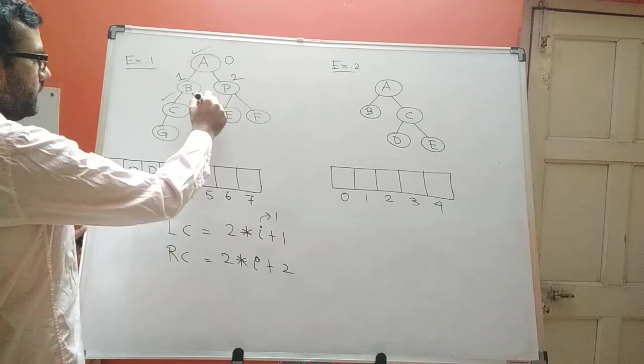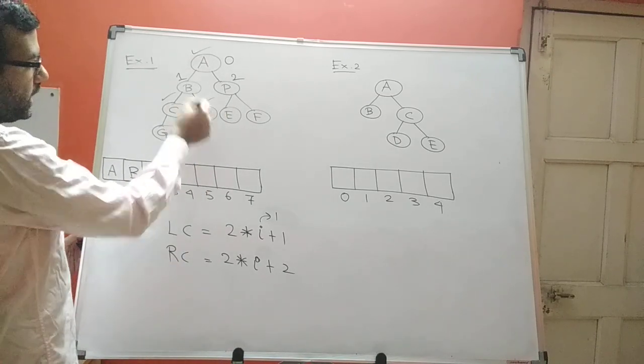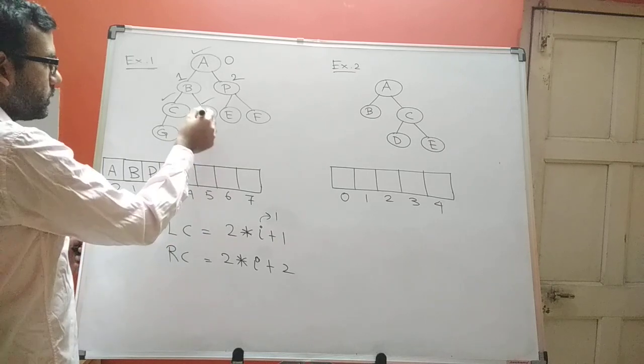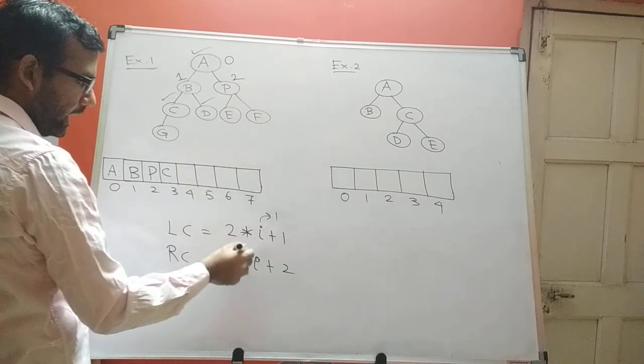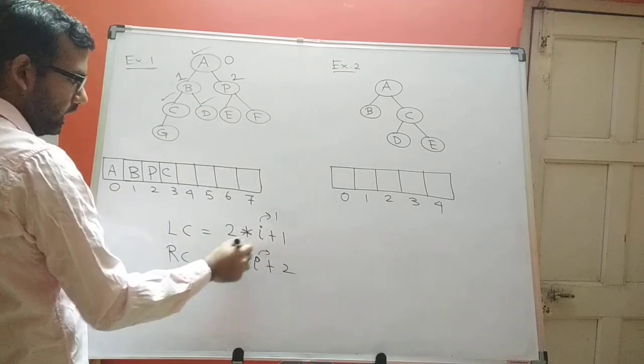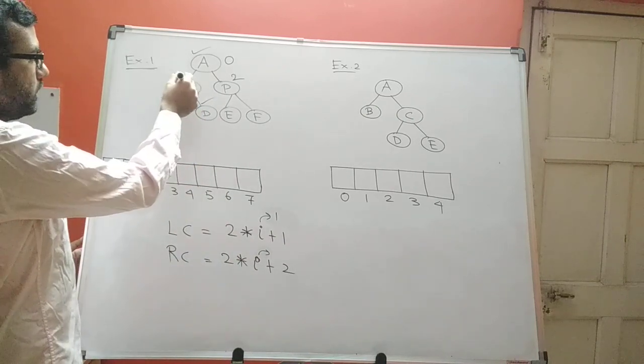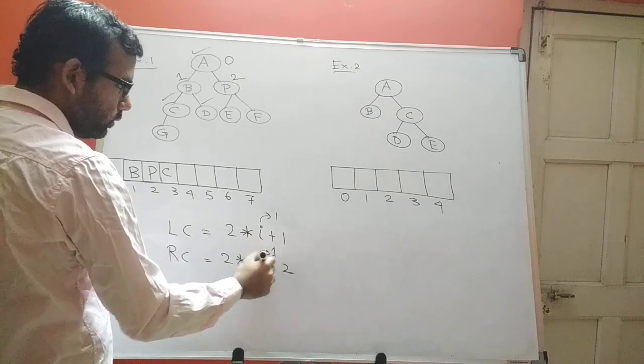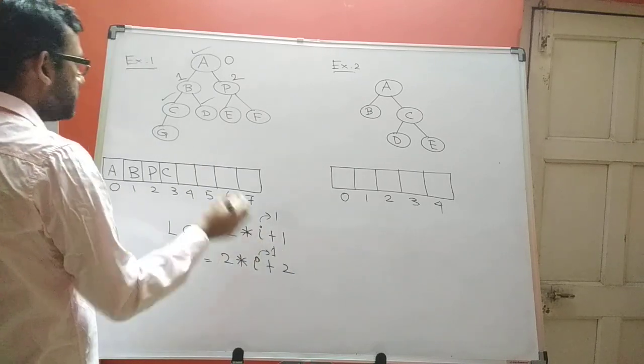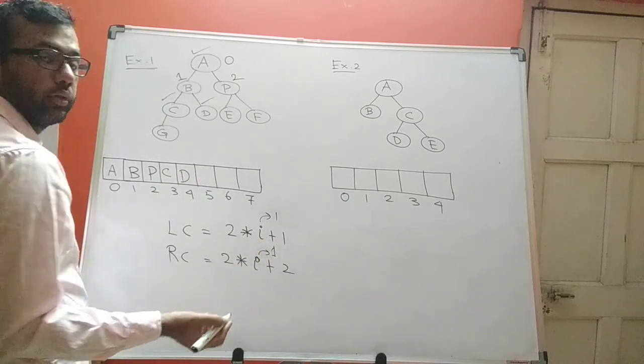Similarly, I want to find the index of the right child of B. The right child of B is D. So what would be its index? Its index would be 2 into I plus 2. What is I? I here refers to node B. And what is the index of node B? 1. So 2 into 1 is 2, 2 plus 2 is 4. So D will go into index 4.